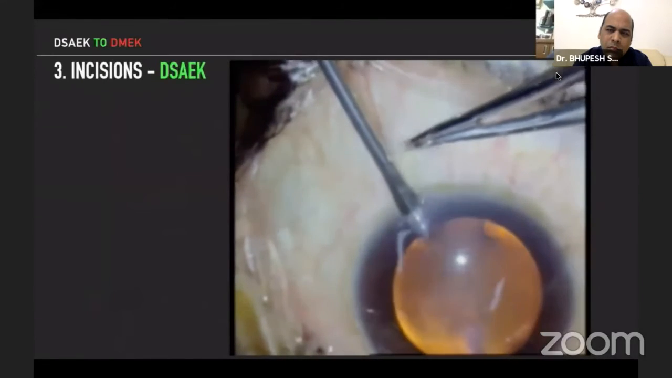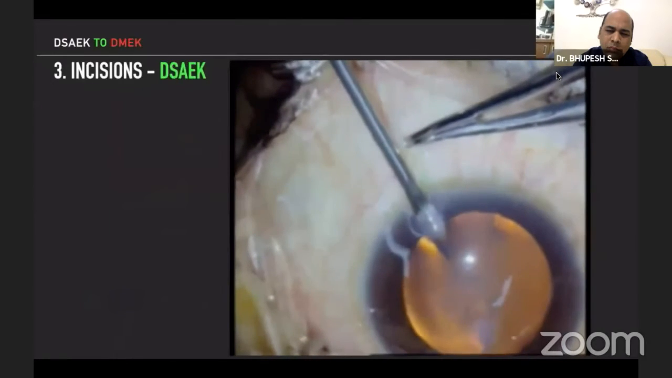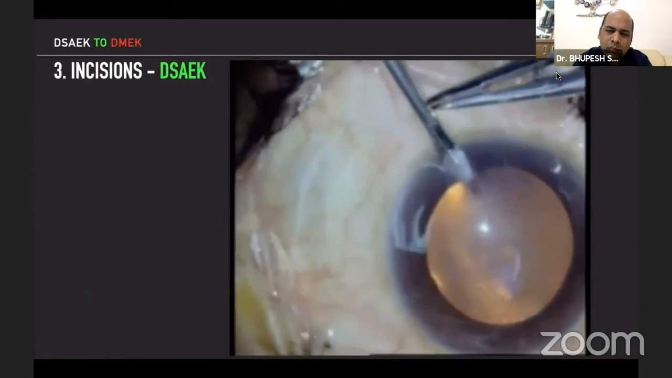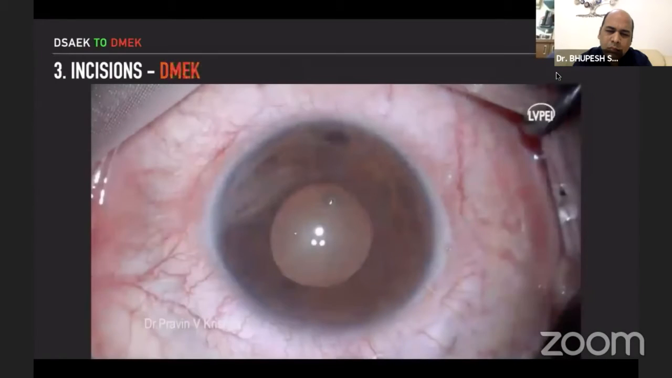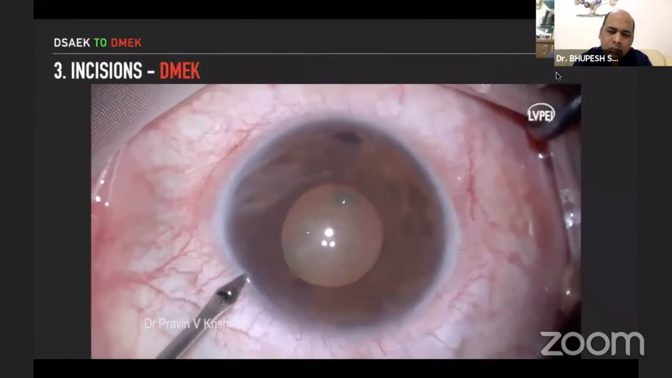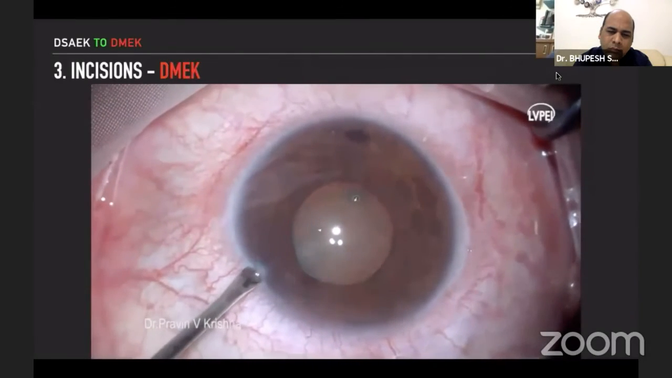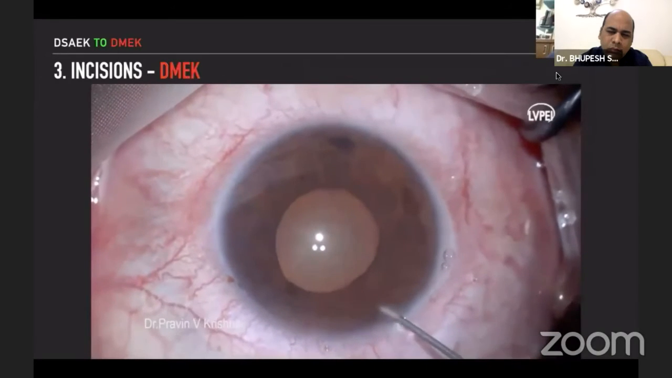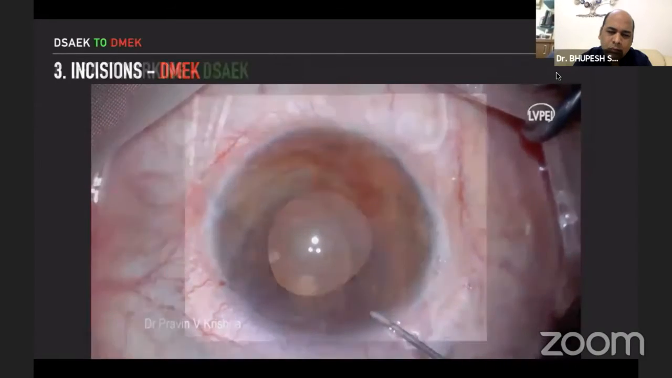Incisions in DSAEK surgery tend to be longer than normal so that you can ensure that you get a good air bubble and you have some overlap of the internal lip. Whereas in DMEK surgery, you tend to have shorter incisions so that the graft does not overlap the internal ostium of these incisions. And that's the reason why when you make your side ports, or even when you make your main incision, you try to have them as short as possible.